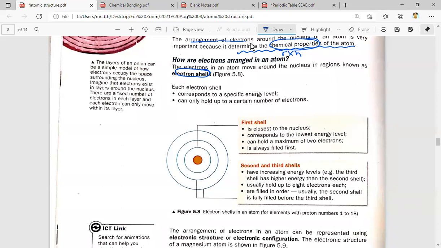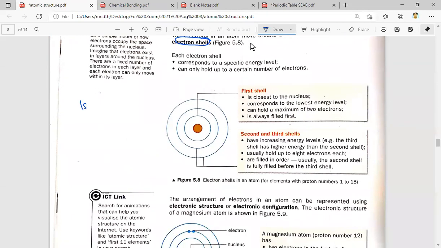So there's first shell, second shell, third shell. Each shell is a specific energy level. Just know that the closer it is, the lower the energy level. The further away, the higher the energy level. They can only hold up to a specific number of electrons. The first shell can only hold 2 electrons. The second shell is 8 electrons. The third shell, 8 electrons, and so on. In your syllabus, we'll just take it that the first shell can hold 2 electrons, and subsequent shells can all hold a maximum of 8 electrons.